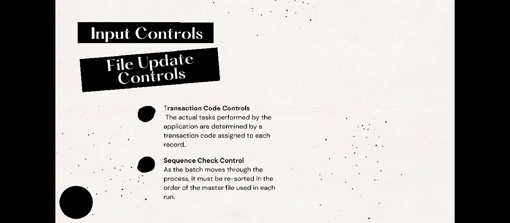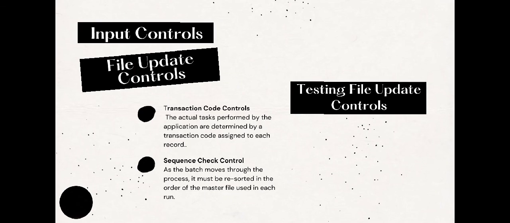Second is sequence check control, wherein a sequence check control should be in place to compare the sequence of each record in the batch with the previous record to ensure that proper sorting took place. Out of sequence records should be rejected and resubmitted for subsequent processing to allow the other records in the batch to be properly processed. So, testing for file update controls answers to existence, completeness, and accuracy assertions, which may be done through test data to test transaction codes and sequences.